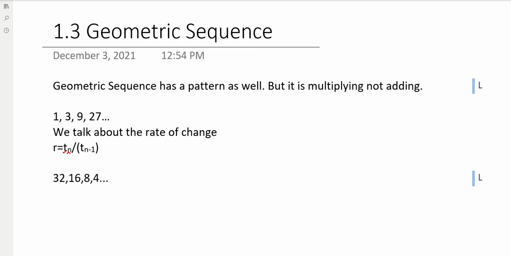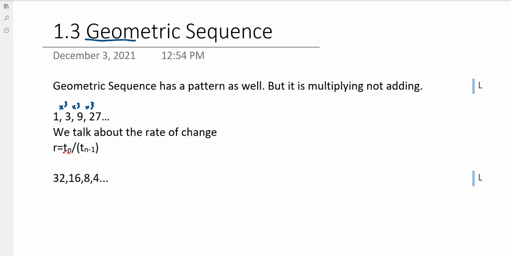Just like an arithmetic sequence, a geometric sequence also has a pattern, but it is multiplying, not adding. So we need to think about multiplying. Here we're multiplying by 3, multiplying by 3, multiplying by 3. We need to think about multiplying instead of adding. So how do we remember that?